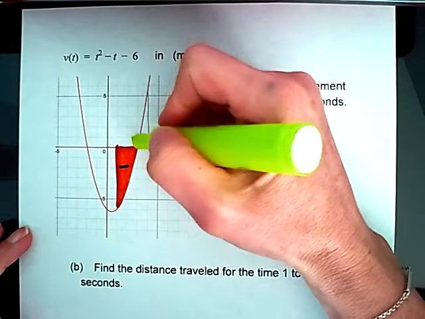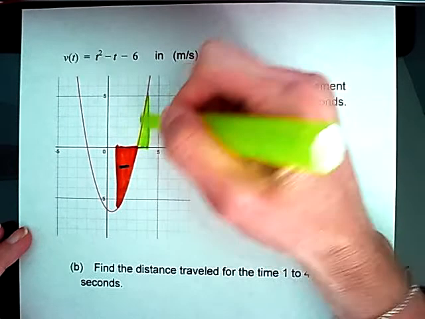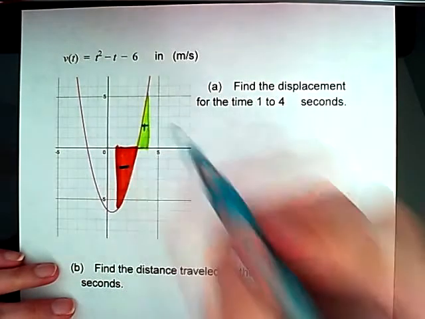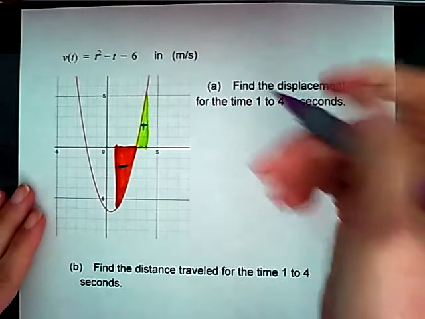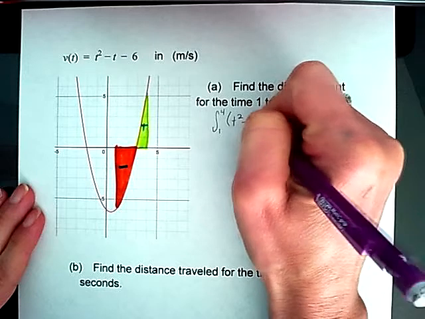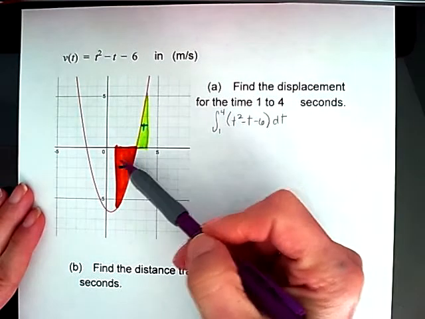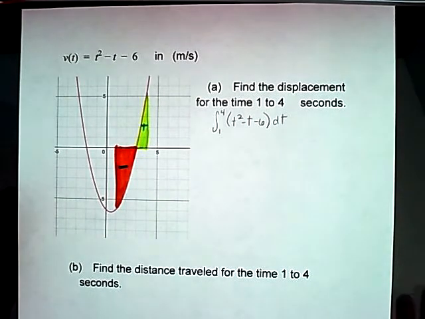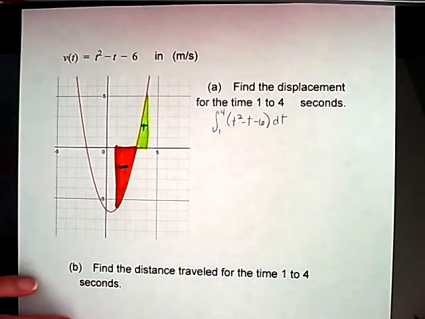From 3 to 4 seconds, you can see that the area is above, giving us a positive area. Now for displacement, I'm not worried about my positives and negatives. I simply am going to integrate the function from 1 to 4, t squared minus t minus 6 dt. You can see that the majority of my area is negative, so I should get a negative result when integrating, because I'm just looking for that net change.